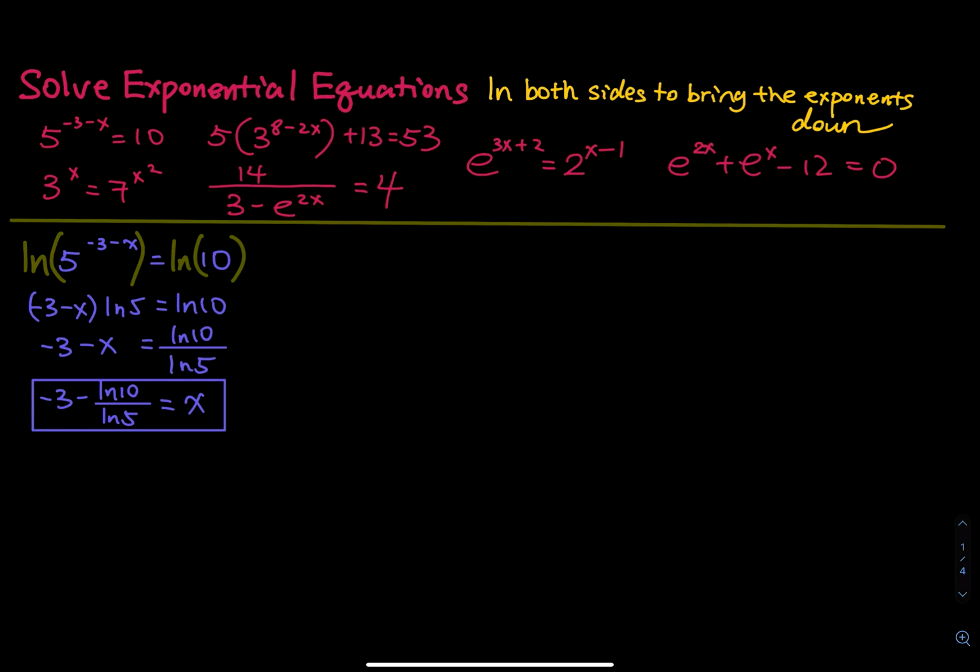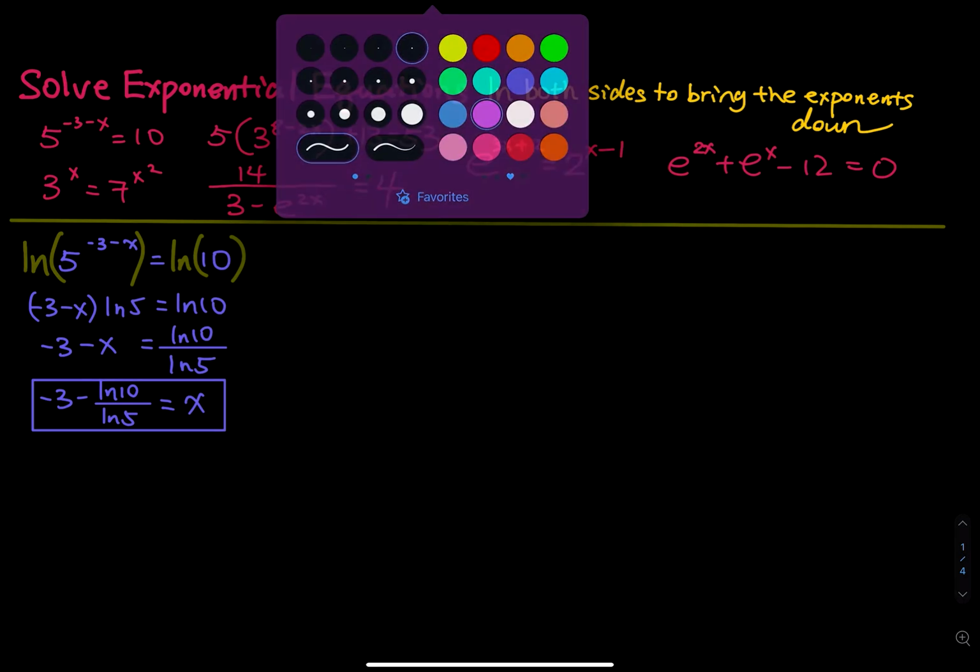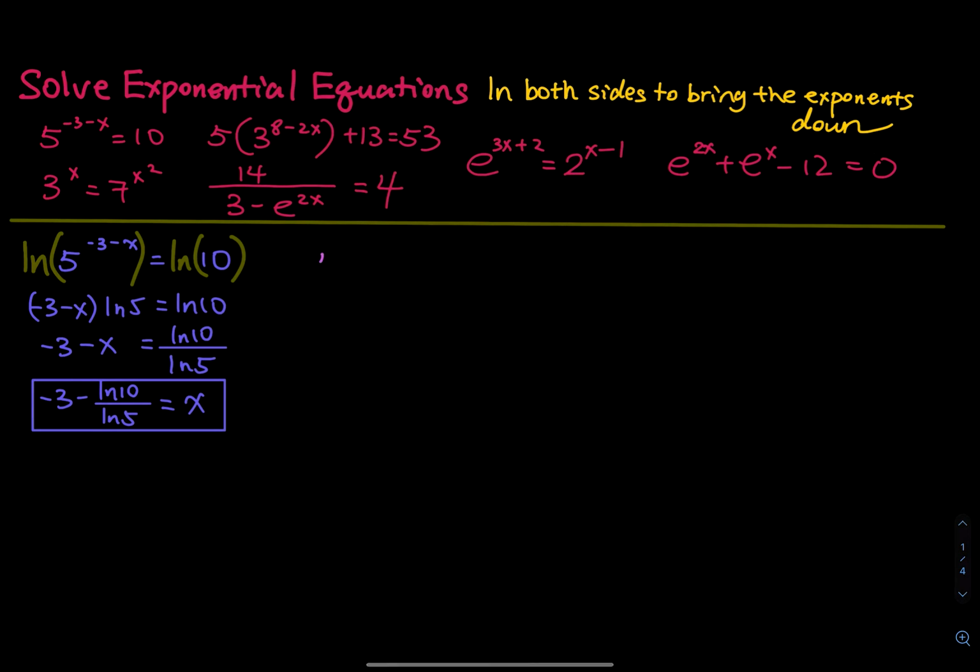Moving on to the next equation. Let's switch to a different color. The next equation, we have 5 times 3 raised to the (8 - 2x) plus 13 equals 53. Don't just ln both sides right now. Before we ln both sides, I want to isolate the exponential term alone. So what we are going to do first, we will subtract both sides by 13. So this is 5 times 3 to the (8 - 2x). When you subtract both sides by 13, this equals 40, right? And then you divide both sides by 5.